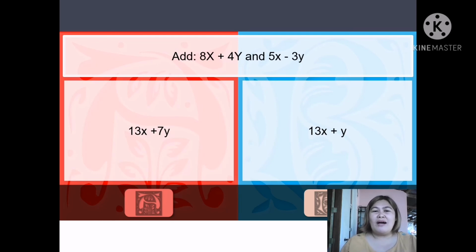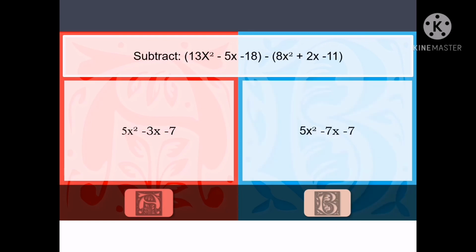So the next one is add 8x plus 4y and 5x minus 3y. This is just an easy question. Okay, so your answer is 13x plus y. Very good. So let's proceed to the next question.